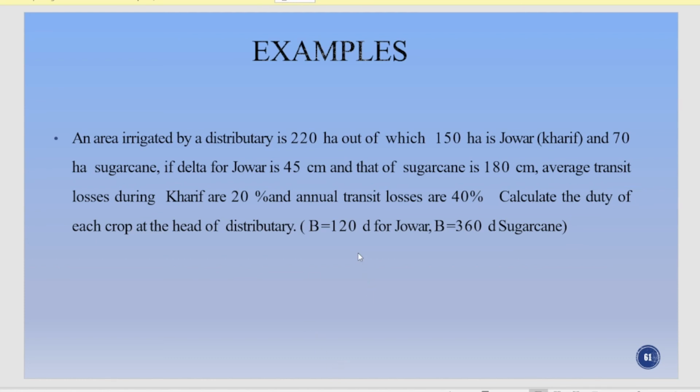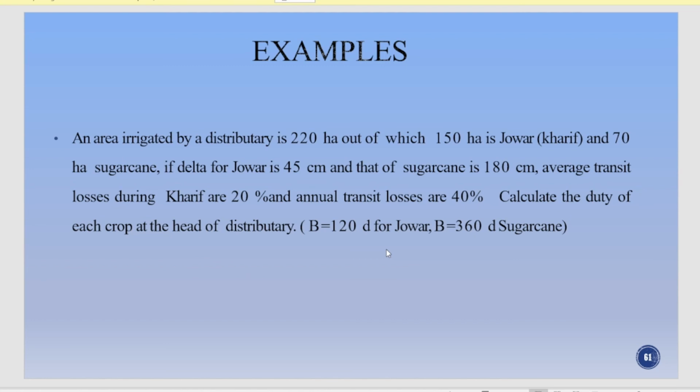As we know, the base periods are given here. Now the delta, meaning the depth of water that is required, for jowar is 45 centimeter, and for sugarcane it is 180 centimeter. Now the transit losses, the losses that are going to take place when you supply water for the 4 months of kharif season, is 20%. If you consider it for the annual transit for an entire year, when you are supplying water for the sugarcane, the losses will go up to 40%.